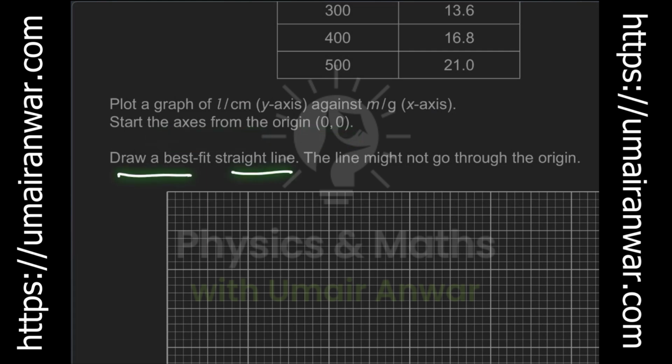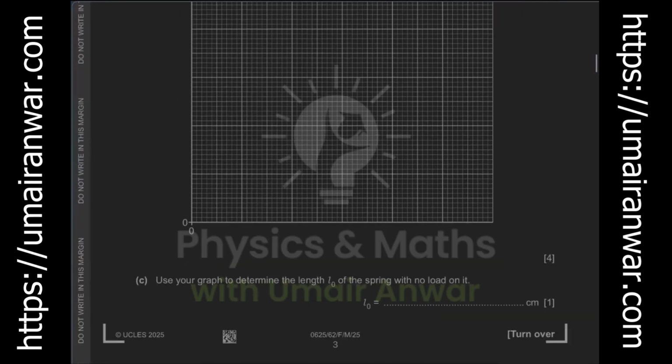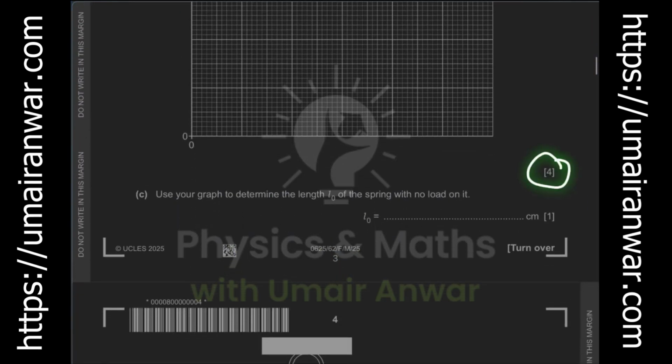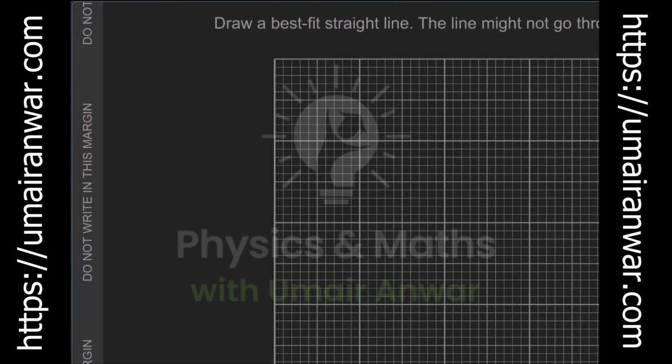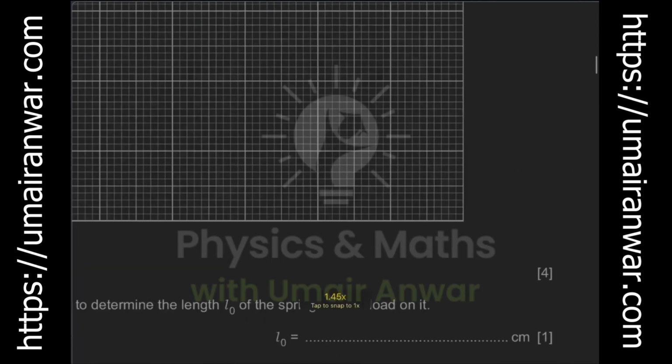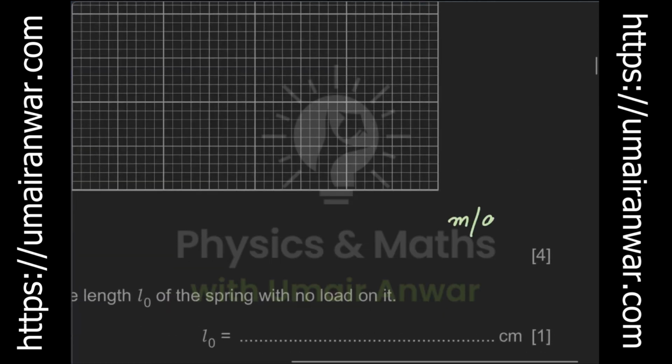Draw a best fit line, a straight line. The line might not go through the origin. So it's not necessary that the line would be passing through the origin. Okay, so for this part, we are going to get 4 marks. The first mark would be assigned to label the axis. So on the y-axis, I'm writing length in centimeters as given in the question. And on the x-axis, I'm writing mass in grams.